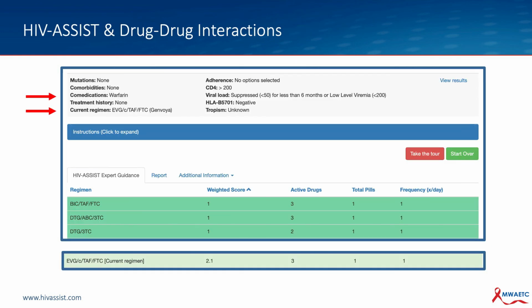And then what about drug-drug interactions? I put in that a patient was on warfarin and on a cobicistat-containing regimen with Genvoya, and here you will see that the current regimen that they're on is suboptimal based on that, and so gets really deprioritized.